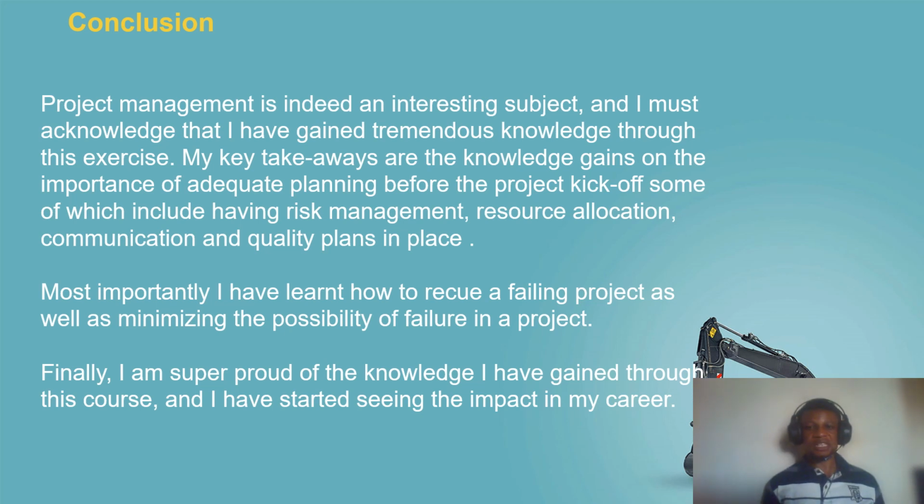And so my key takeaways are the knowledge gained on the importance of adequate planning before the project kickoff, some of which would include having risk management in place, resource allocation, communication channels, quality plans, and several other key things to take note of from the onset. Most importantly, I've learned how to rescue a failing project, as well as minimize the possibility of failure in a project. If a project is failing, I've learned how I can rescue it, and also reduce the risk of having a failed project.